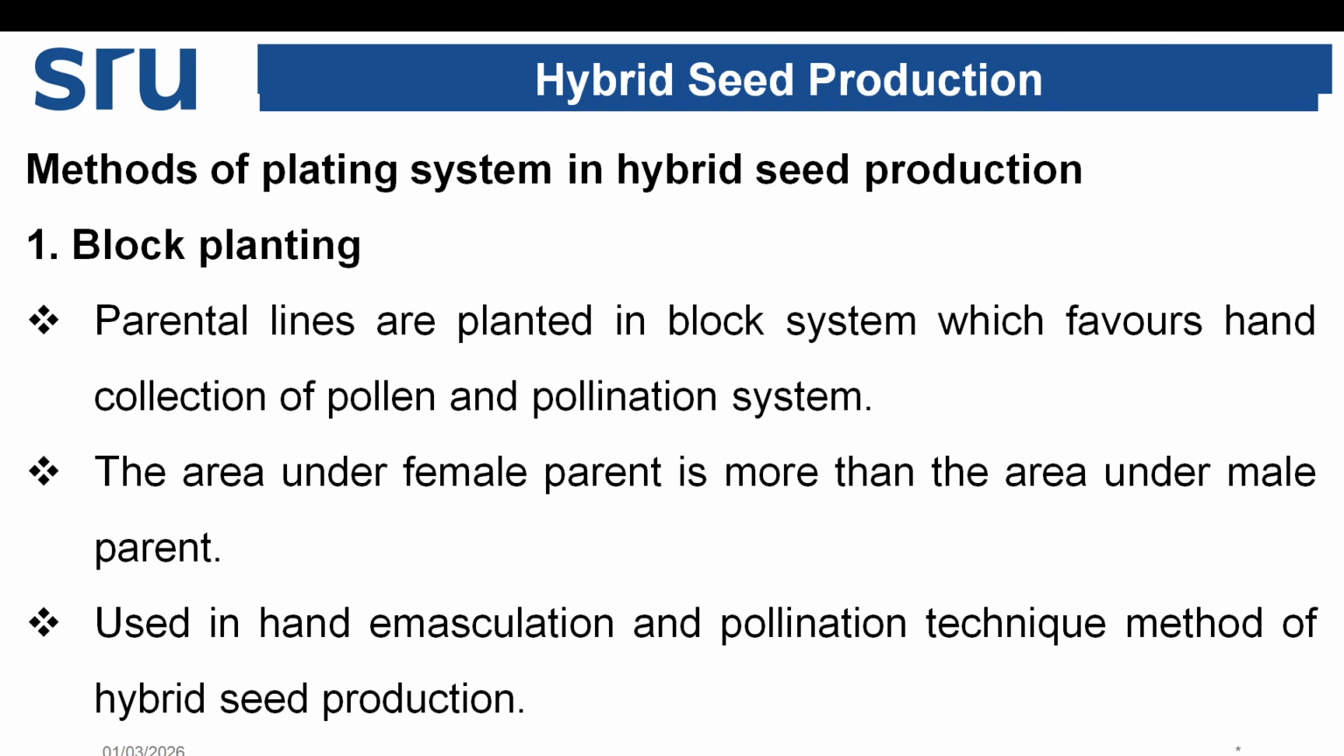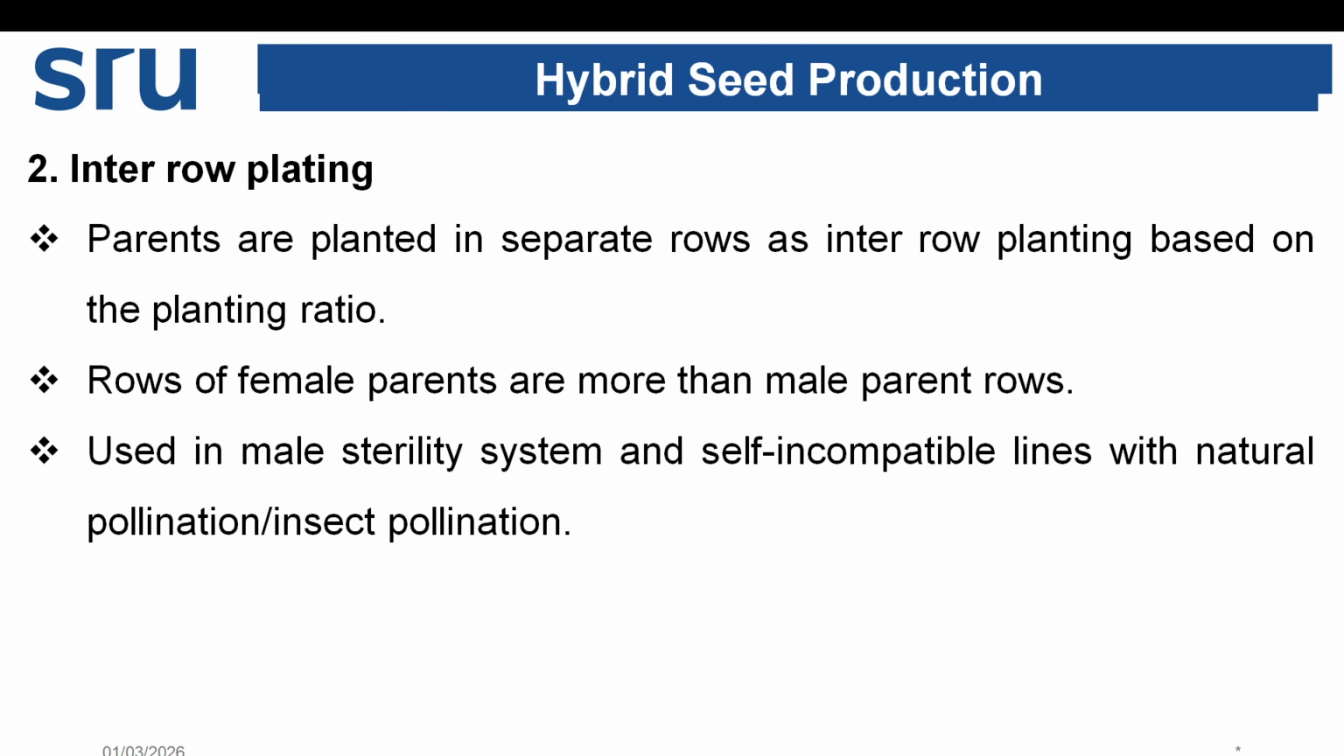So, methods of planting system in hybrid seed production. First, block planting. Parental lines are planted in block system, which favors the hand collection of pollen and pollination system. The area under female parent is more than the area under male parent. This block planting uses hand emasculation and pollination technique method of hybrid seed production.